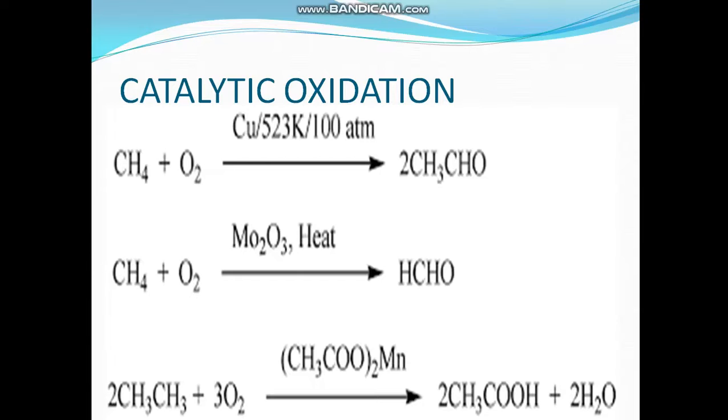On the other hand, when a manganese-based catalyst is used at 100 degrees Celsius, methane can be oxidized to formic acid. Similarly, ethane also oxidizes to either ethyl alcohol or acetaldehyde or acetic acid, depending upon the catalytic condition.